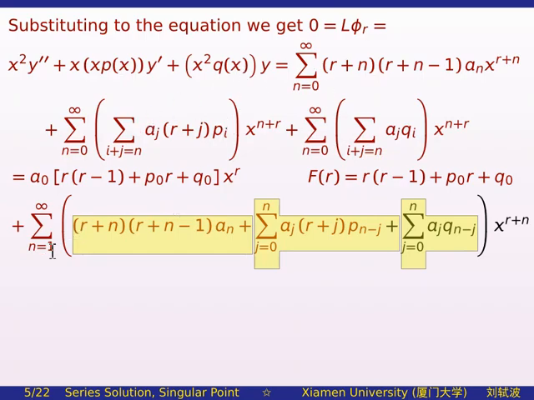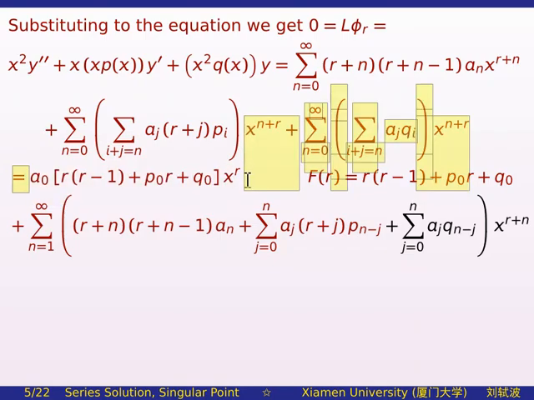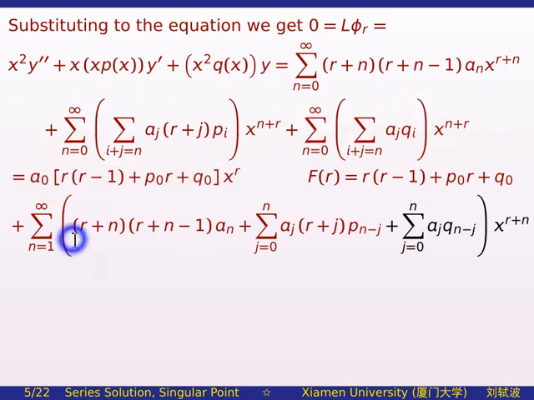Okay, but because the term corresponding to n equal to 0 we have written out separately, the summation here is for n from 1 to infinity. Now we simplify this coefficient. The first, the coefficient of x^r, is a_0 F(r), because this function is what we call capital F(r). And then the sum here.